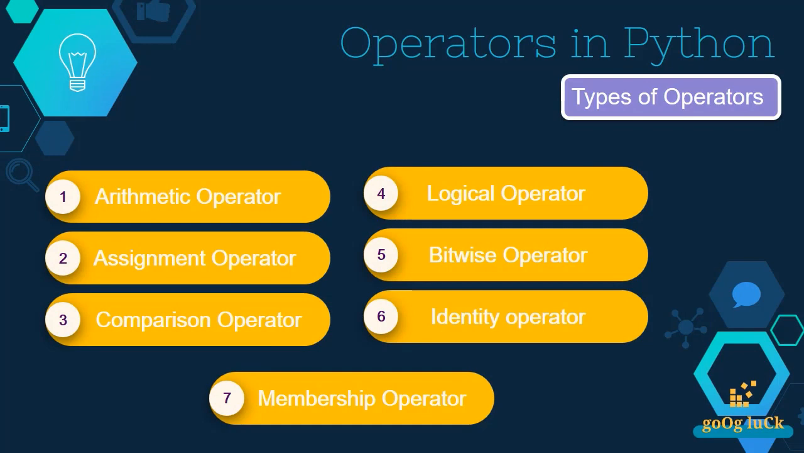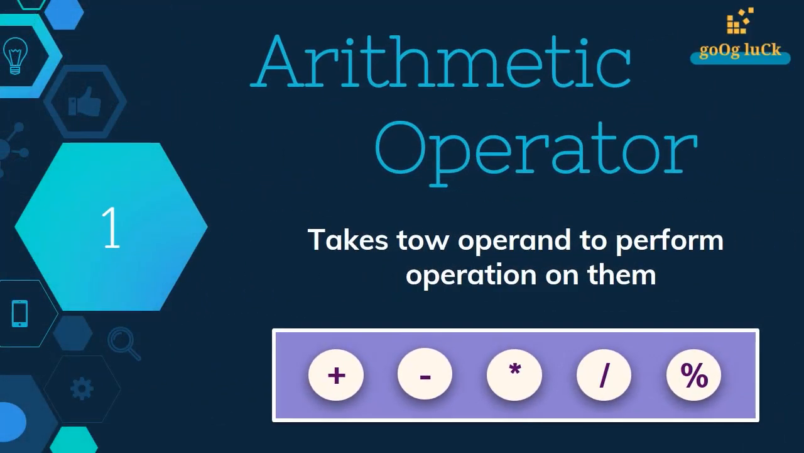Based on the function and the task, the operators are further segregated into 7 different types: arithmetic operator, assignment operator, comparison operator, logical operator, bitwise, identity and membership operator. Fine. So let me discuss them one by one, starting with the arithmetic operator. Arithmetic operators are the ones used to perform arithmetic calculations.